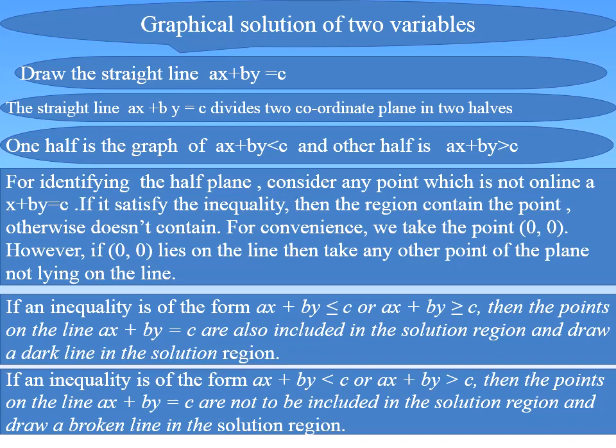If an inequality is of the form ax plus by less or equal to c or ax plus by greater or equal to c, then the points on the line ax plus by equal to c are also included in the solution region, and we draw a dark line in the solution region. If an inequality is of the form ax plus by less than c or ax plus by greater than c, then the points on the line ax plus by equal to c are not to be included in the solution region, and then we draw a broken line in the solution region.